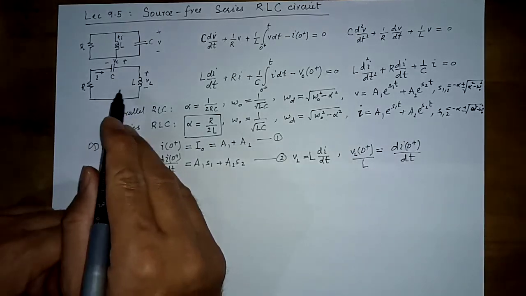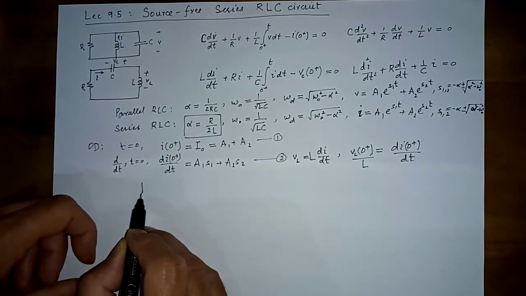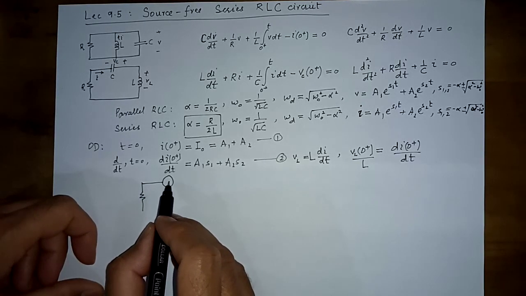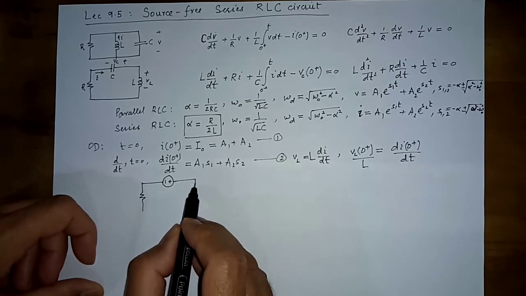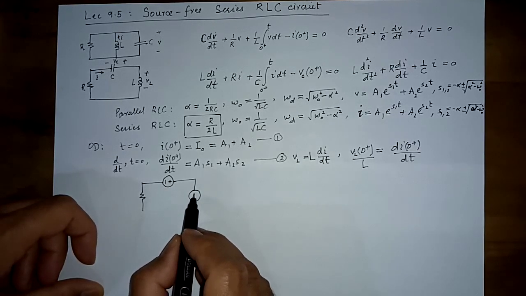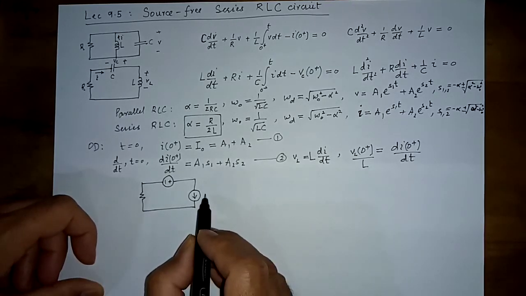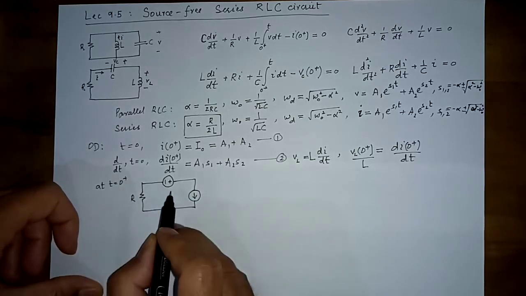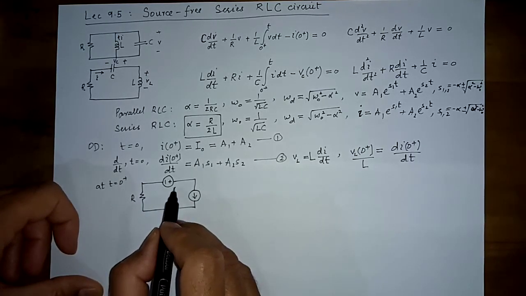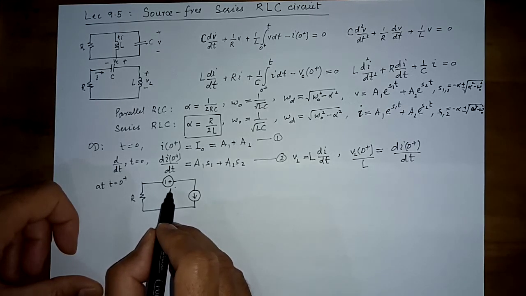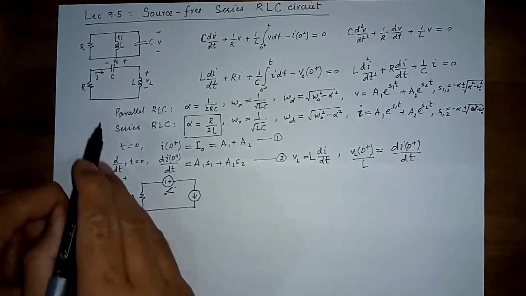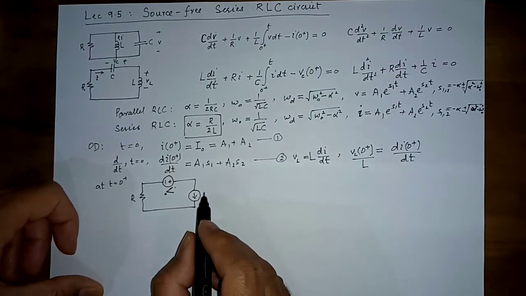So what is this? If we apply KVL, at t equal to 0 plus we have this situation. There will be some voltage here, so it will be a voltage source. Let us say this is V0, the voltage across the capacitor in this polarity, and let us say the initial current is I0.